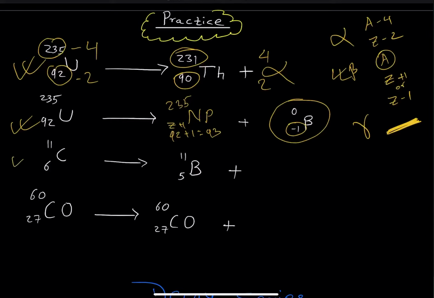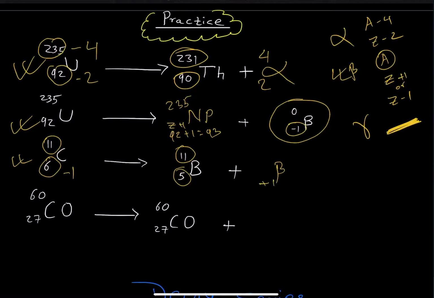So the third one, what are you going through? 11 to 11. Does A change? No. What about the Z? 6 to 5. It does change. So you are subtracting 1. 6 minus 1 gives you 5. That means the Z value changed, so it should be a beta decay. Is it going to be positive or negative? Because you subtracted here, it should be positive. That's a pretty important concept.